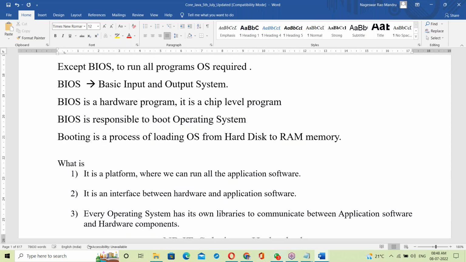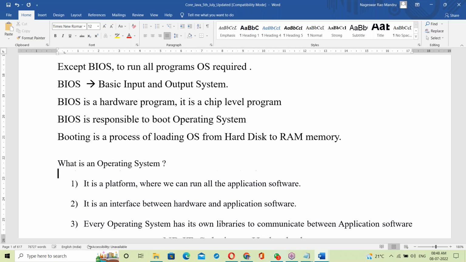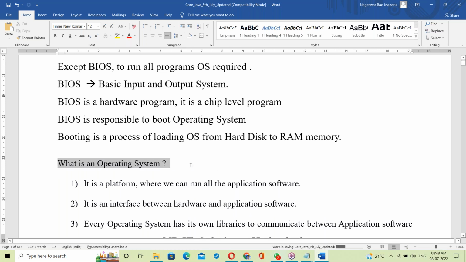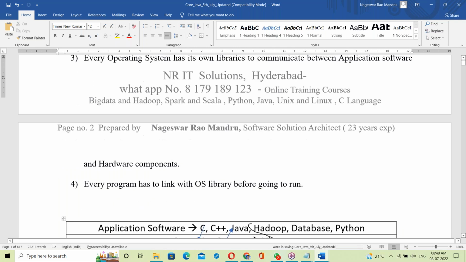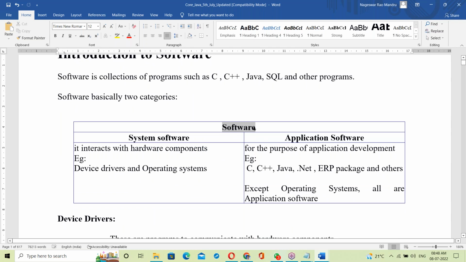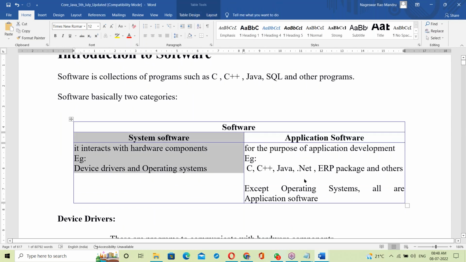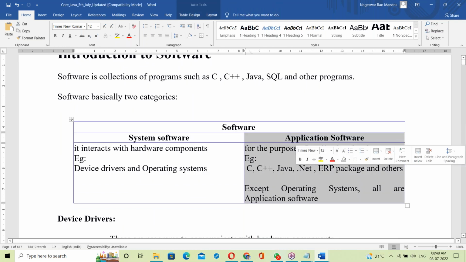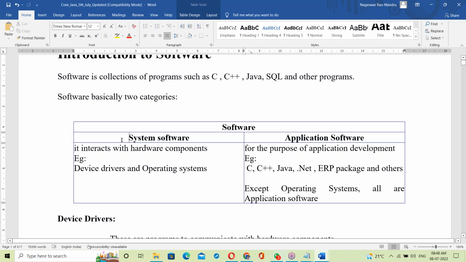So what is an operating system? The answer is these points. In software, there is system software and application software. The OS comes under system software.